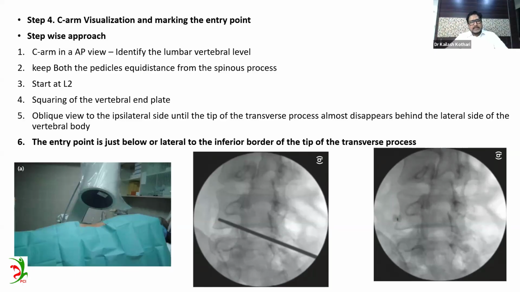Always make sure of your target. If it is L4, then you square the vertebra at the L4 level. If you are doing the L2 level, then you have to look at the L2 vertebra and square that end plate. In one image, you are not going to square all the end plates. So whatever your target vertebra is, that vertebra should be squared first, and then you have to place the transverse process in the center of the vertebra, and the next step is to make it oblique.